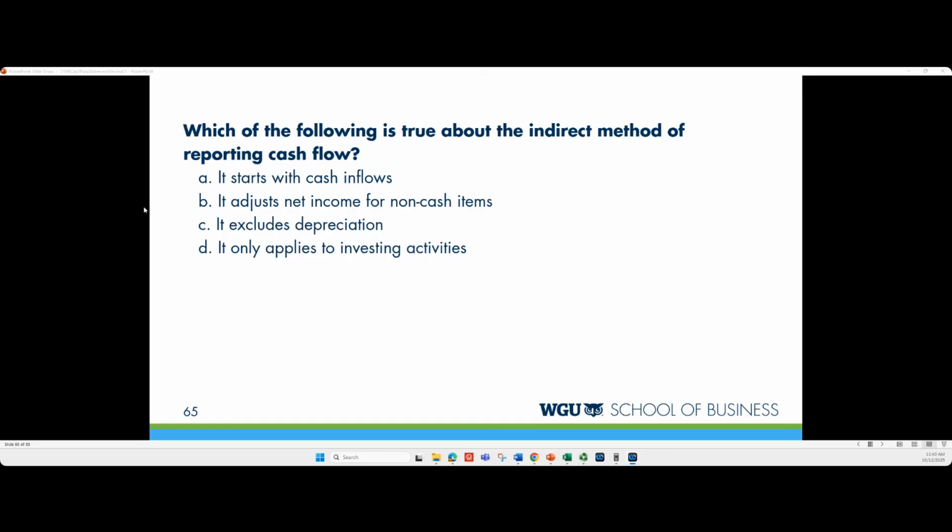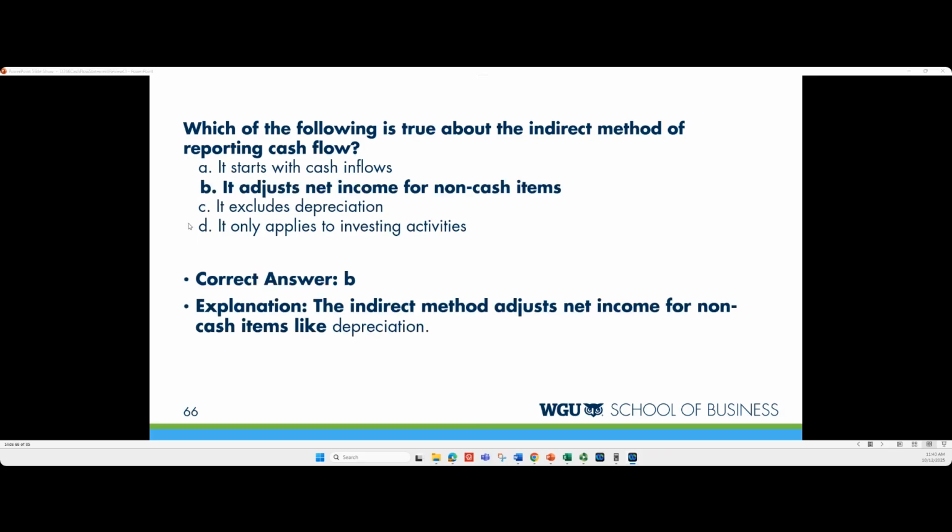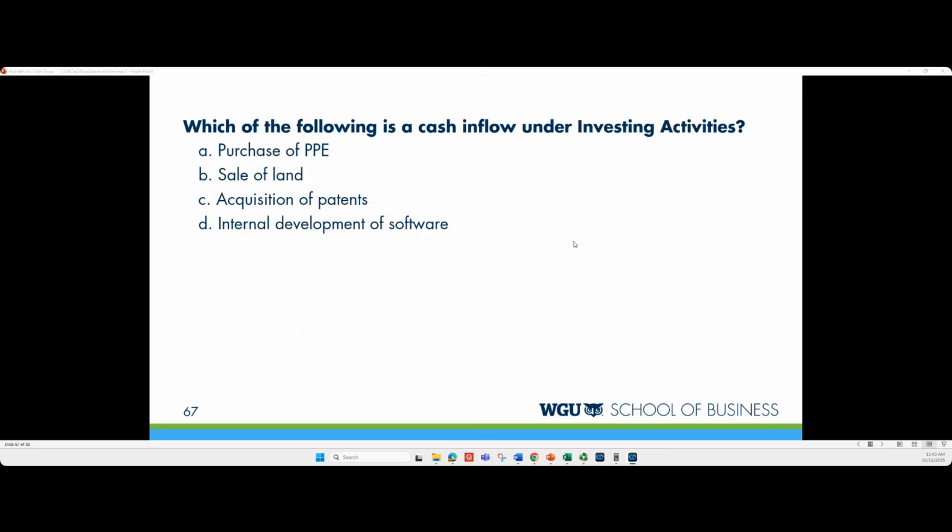Okay, and so which of the following statements is true about the indirect method of reporting cash flow? And B is correct. And so we're adjusting it for non-cash flow items like depreciation. Okay, and which is considered a cash inflow under investing activities?